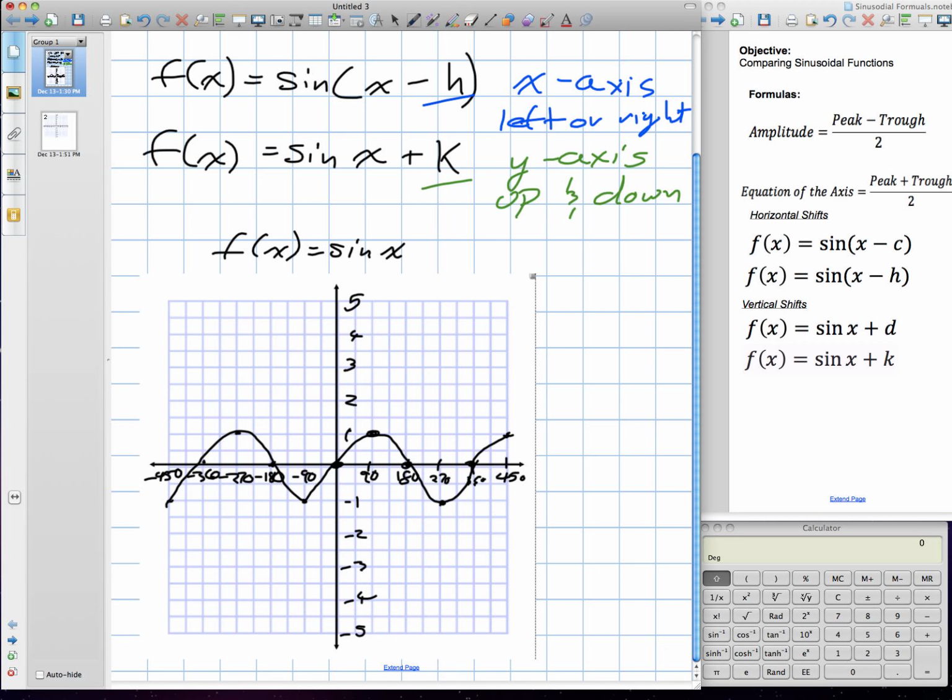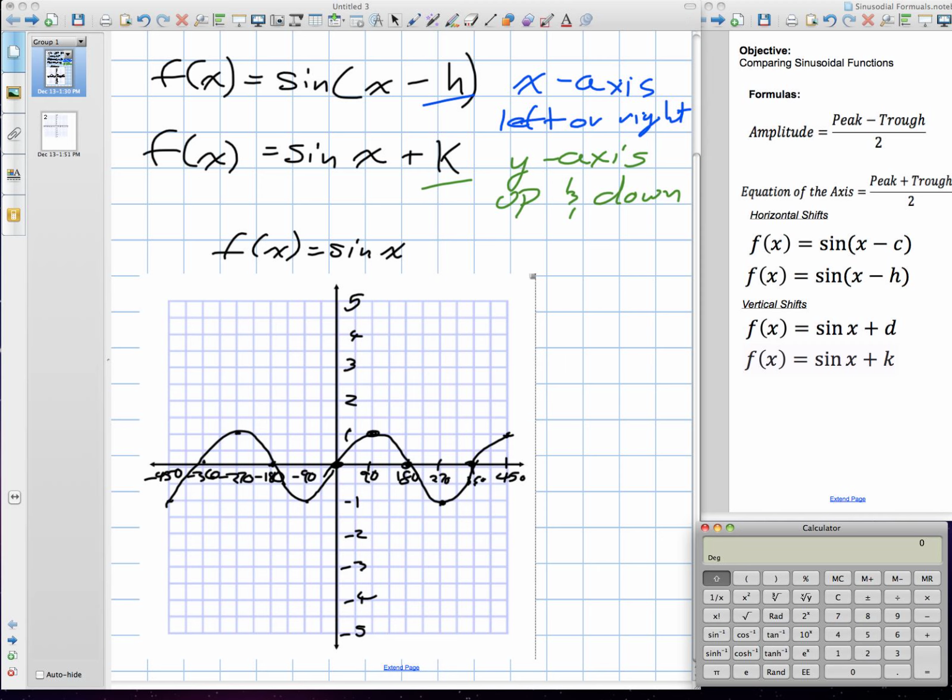That wasn't very well done. I'm going to fix this part. Okay, so we have our sine wave. And remember, if at any point you have no idea where the points are to be plotted, you can use your calculator to solve it.